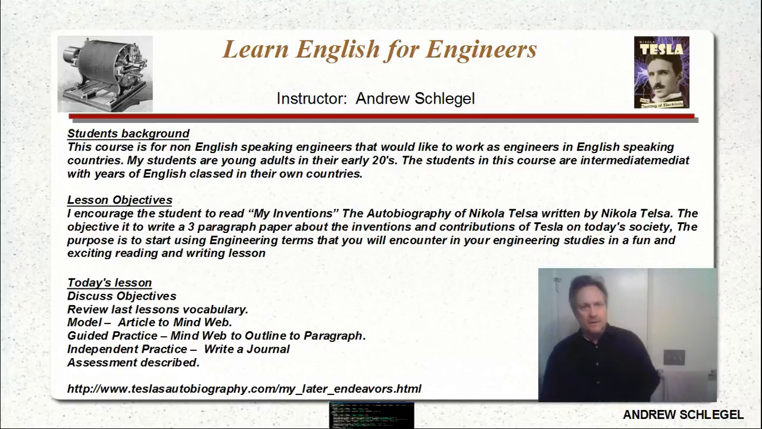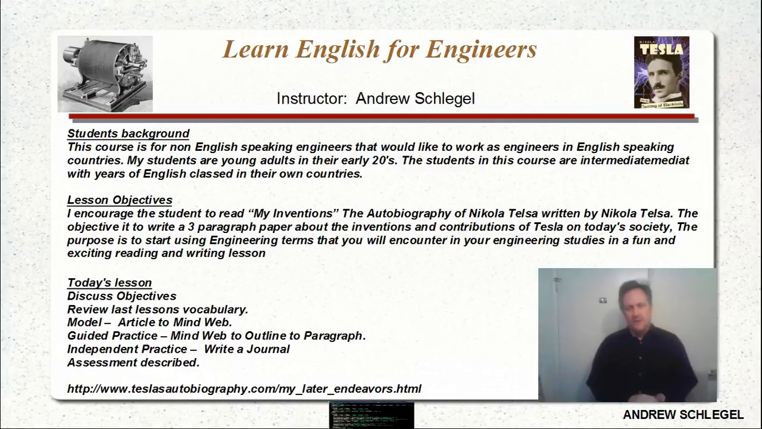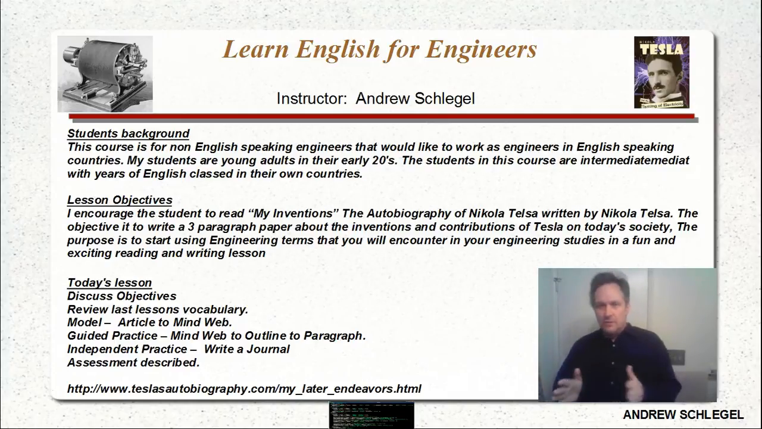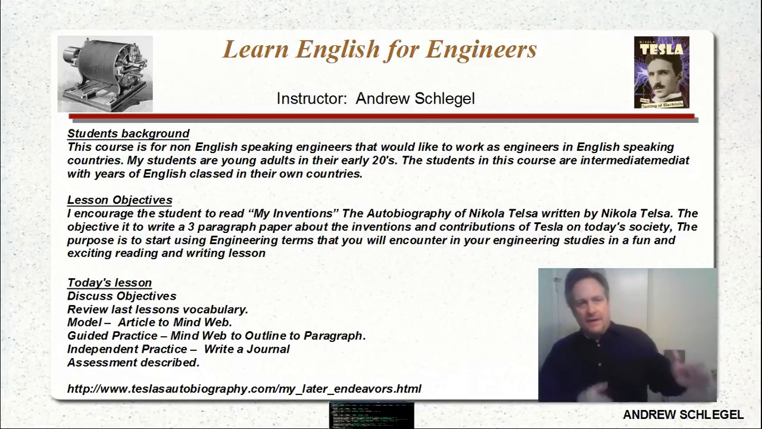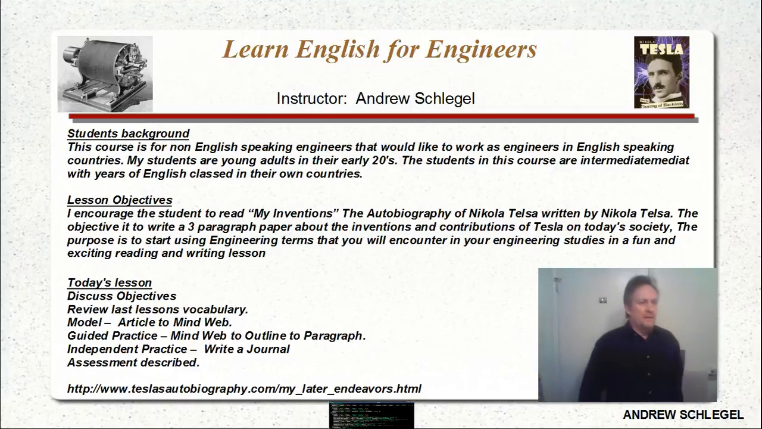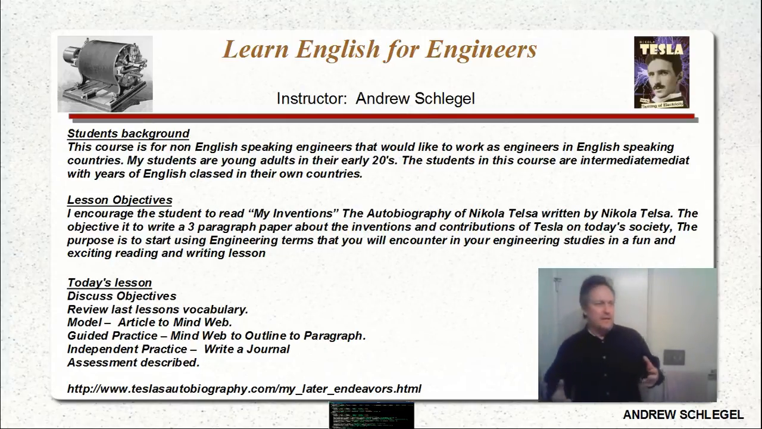So today's lesson is to discuss the objectives, which we just did. We're going to look back over the vocabulary quickly. I'm not going to do that too much because we've been spending the last few days on the vocabulary, so I hope most of you have that down by now. Then I'm going to take an article about Nikola Tesla and model it into a mind web, and we'll discuss that as we go through. Then as a guided practice, as a class, we'll put that mind web into an outline and then from an outline to a paragraph form.